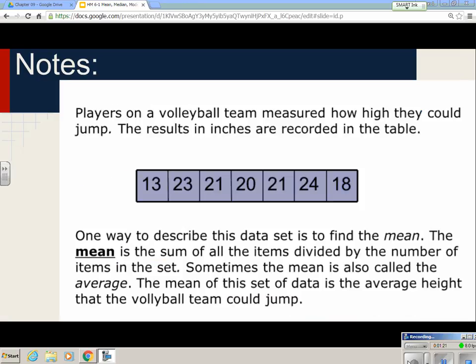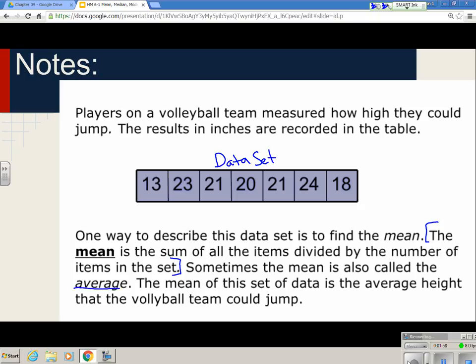One way that we can describe this data set, this is a data set, let's put that down in our notebook. One way to describe that data set is we can find the mean. No, it doesn't mean that someone's going to be gruff and terrible towards you. It means the sum of all the items divided by the number of items in a set. So to find the mean of this, we would add them all up and divide by 1, 2, 3, 4, 5, 6, 7 of them. Mean is also known as the average. That's good to write down too.